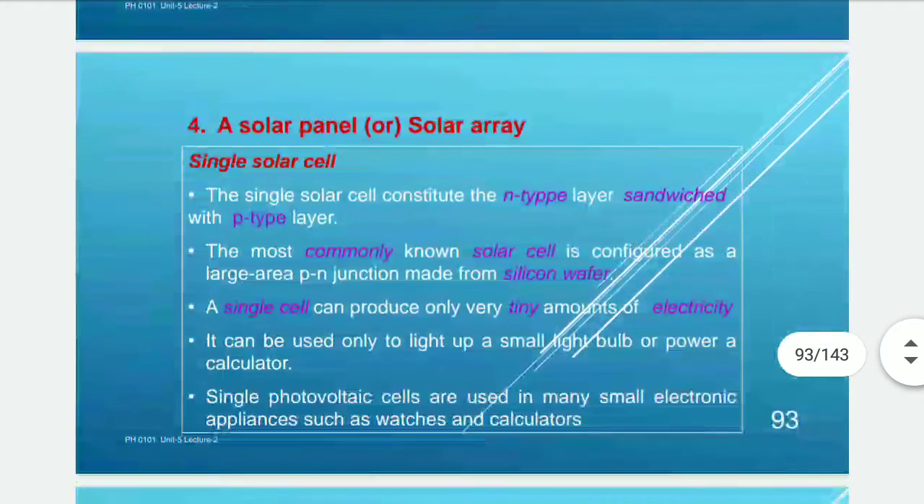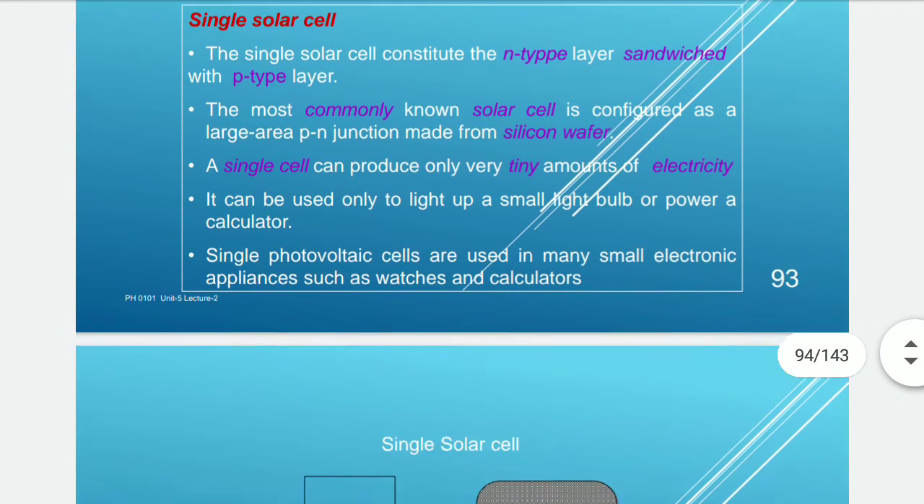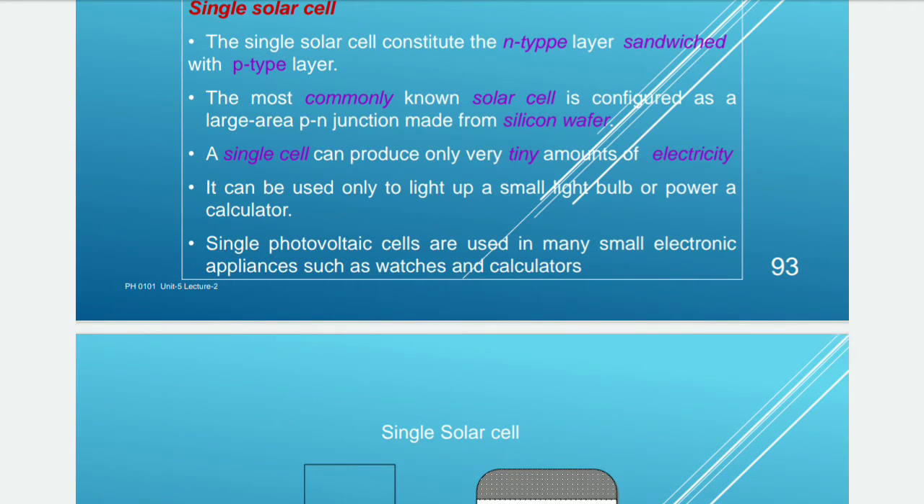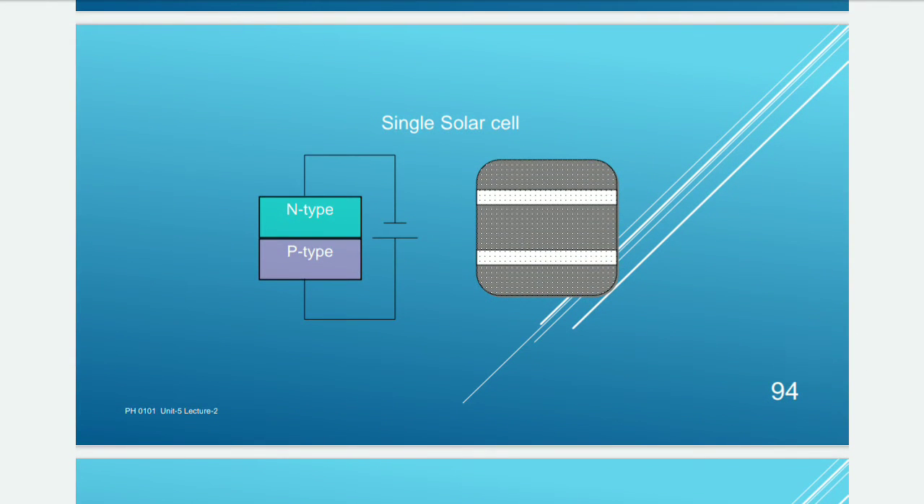Solar panel or solar array. We discuss solar panel. So, single solar cell. The single solar cell constitutes the n-type layer sandwiched with p-type layer. The most commonly known solar cell is configured as a large area p-n junction made from silicon wafer. A single cell can produce only a very tiny amount of electricity. It can be used only to light up a small light bulb or power a calculator. Single photovoltaic cells are used in many small electronic applications such as watches and calculators. Single solar cell: n-type, p-type, and this is the symbol of battery.